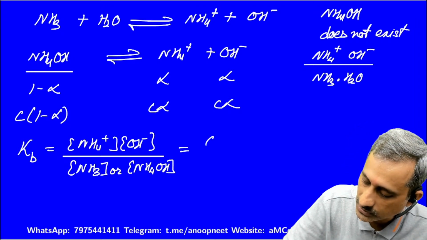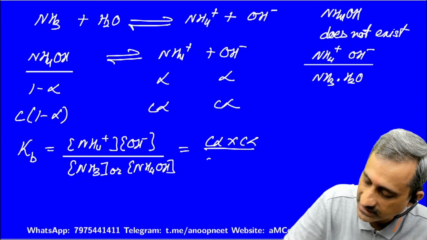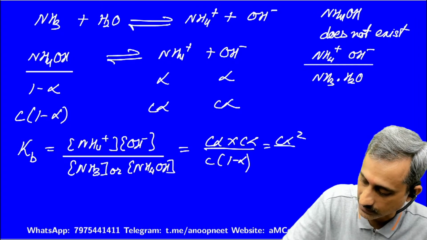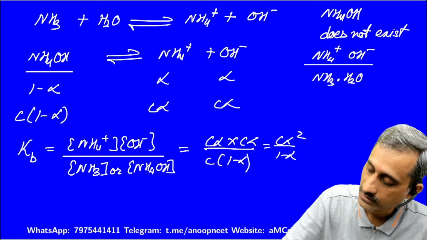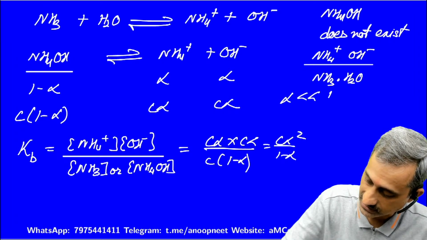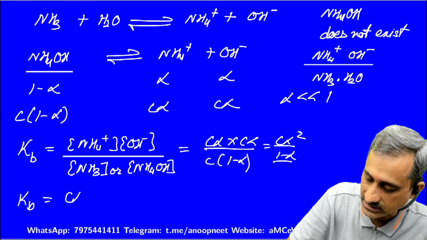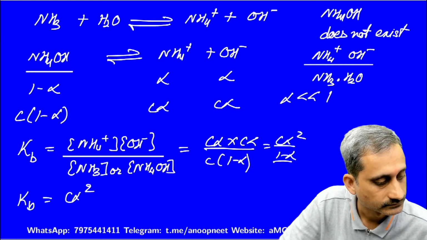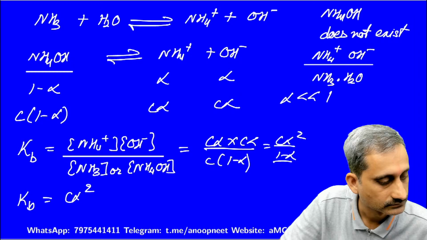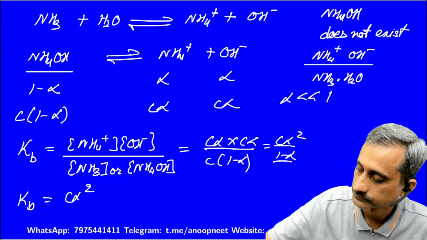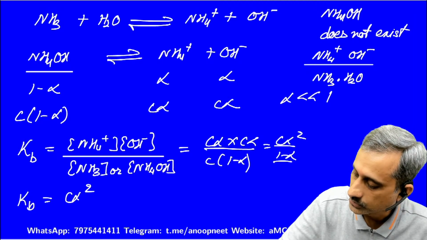Now that's going to be equal to C alpha multiplied by C alpha divided by C into 1 minus alpha. Again, that's going to be C alpha square upon 1 minus alpha. Now alpha is much less as compared to 1. We neglect it, and Kb comes out to be C alpha square. कोई दिक्कत? No, sir.